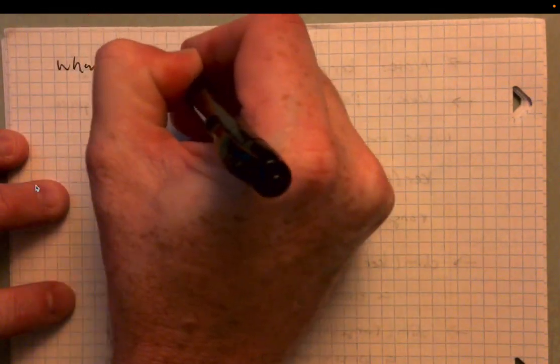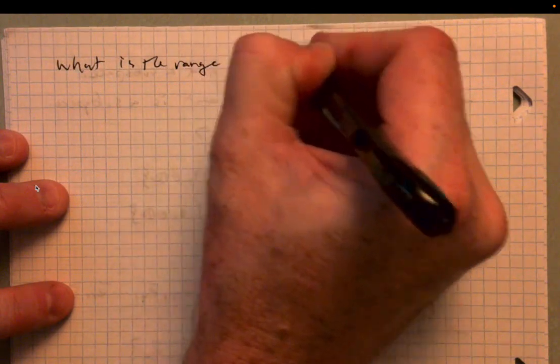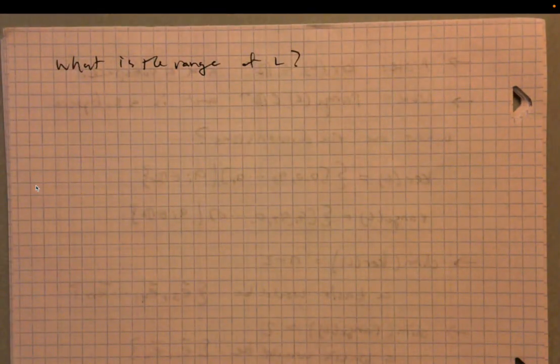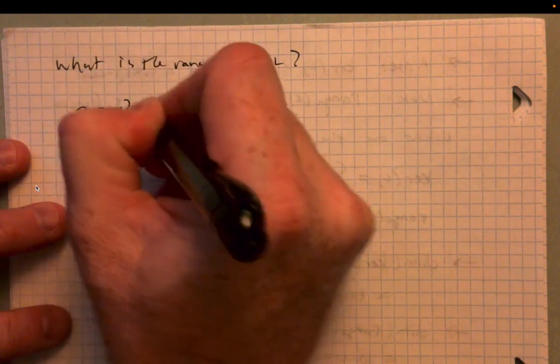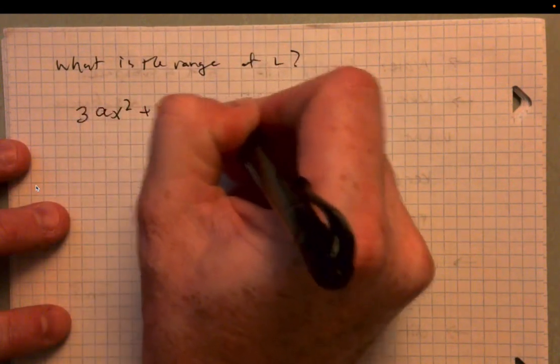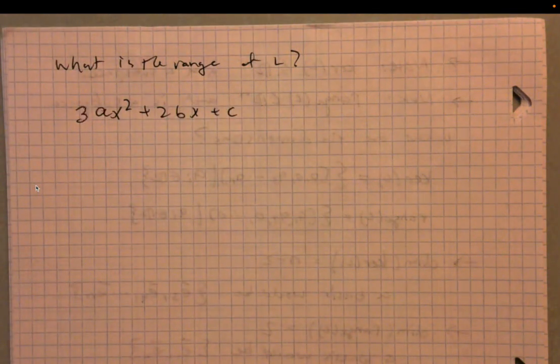What is the range of L? Well, so the range is going to be the set of all the polynomials, right? So it's going to be the set 3ax squared plus 2bx plus c. So the range is going to be basically all of these polynomials.